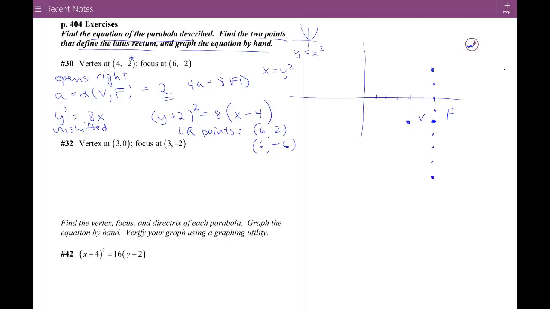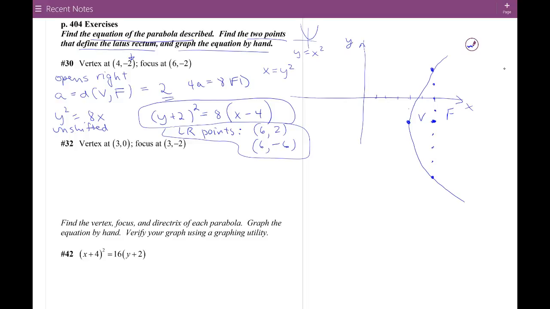Then again, I do a quick double check and plug these numbers back into the equation and make sure they make the equation true. Looks like they do. So these are the latus rectum points. This is the equation of this parabola. And then we can make the graph really easily now that we have the vertex and the latus rectum points. So make sure you label your axes on all of your graphs.